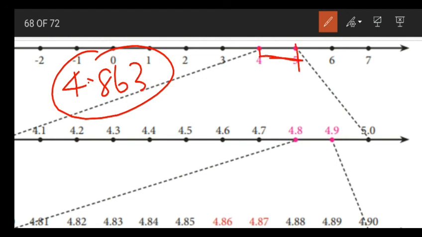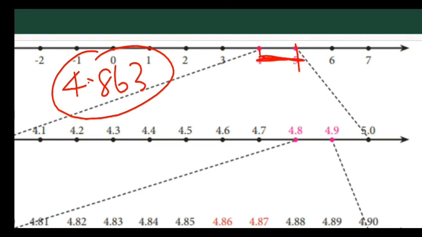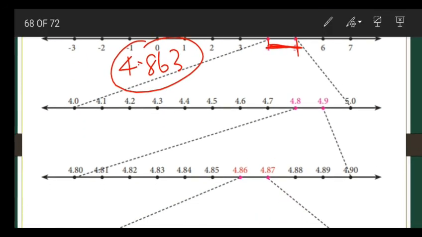Okay. Now we have to divide this distance into 10 equal parts. So that is what they are doing. While dividing it, we'll get 4.0, 4.1, 4.2, 4.3, 4.4, 4.5, 4.6, 4.7, 4.8, 4.9, 5. This is how we have to divide this distance between 4 and 5 into 10 equal parts.